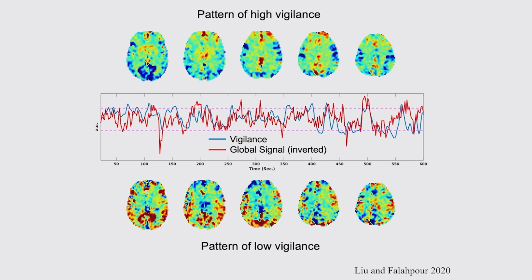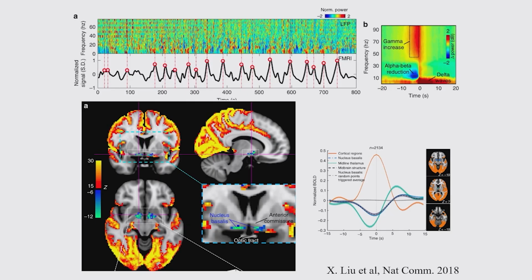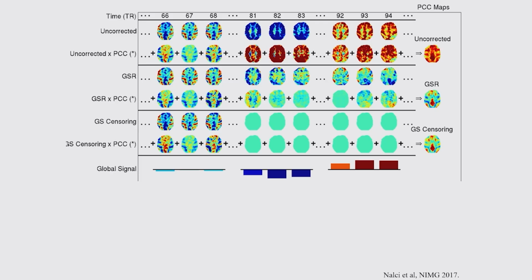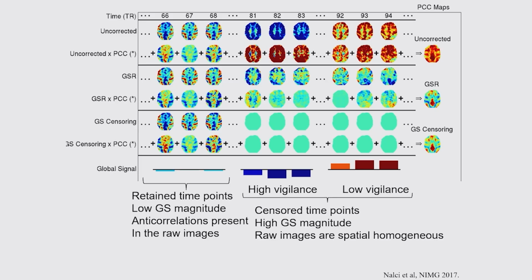And you can see in patterns of high vigilance, the time points that have high vigilance, you see these anti-correlations, and in low vigilance, you see less anti-correlations. And then, for example, from Xiaolu's group, if you look at where the global signal is high, that tends to be correlated with electrophysiological patterns of activity that seem to be related to arousal changes. So what happens if you do global signal regression? Essentially you are downweighting all these points where there's high and low vigilance, and you're just keeping the points where there's really not too much variation in vigilance.